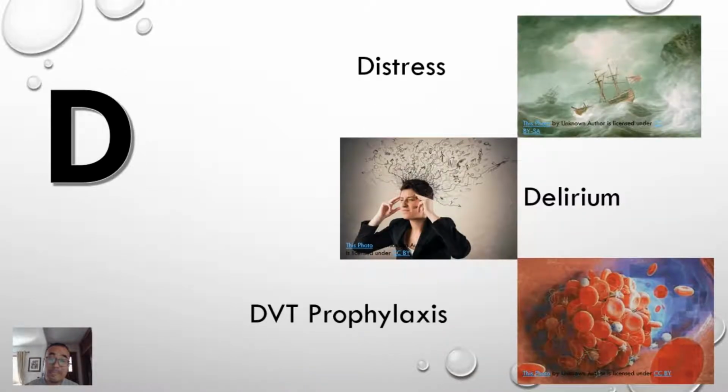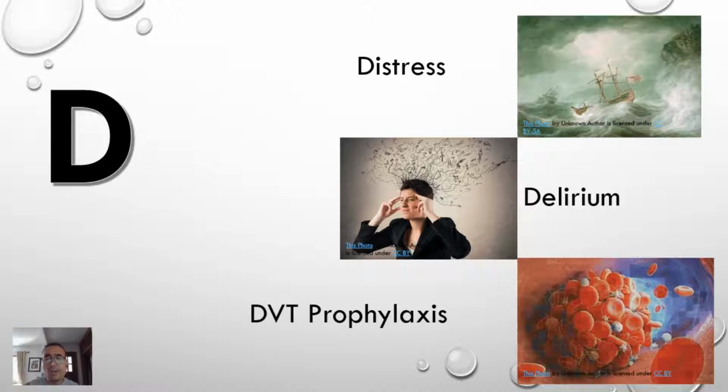So our next letter is going to be D. Now, D is going to refer to distress, delirium, and DVT prophylaxis. Now, distress, as you can all imagine, when patients are in an intensive care unit, they have all sorts of tubes and lines coming out of them from the mouth. We're going to have IV lines, central lines. And a lot of times when we have to put a breathing tube into them, we have to either sedate them or sometimes even paralyze them.